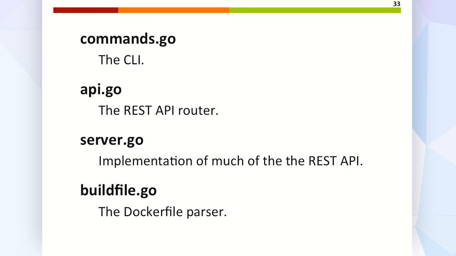Commands.go is the command line interface. It's a thin wrapper around the REST API. The Docker team tries to make sure that people aren't adding commands that have a lot of logic in the command line. That's not the way they want it to work. It's just a dumb wrapper sending stuff straight to the REST API. Then API.go is the REST API router, and server.go is the implementation of much of the REST API. And then buildfile.go is the Dockerfile parser.